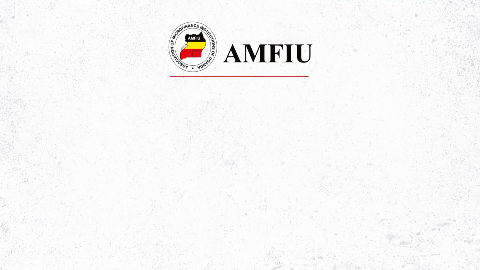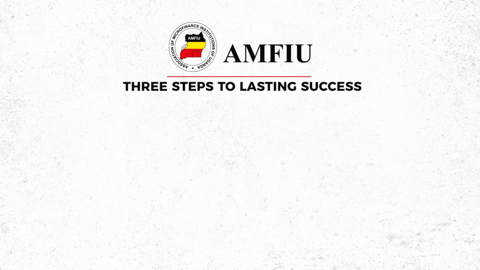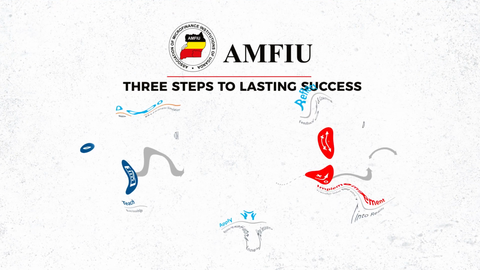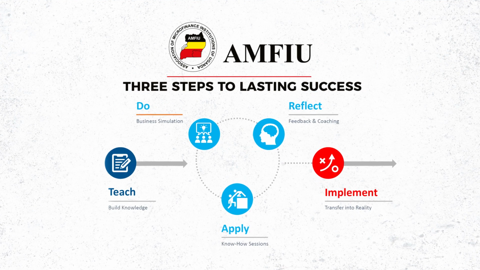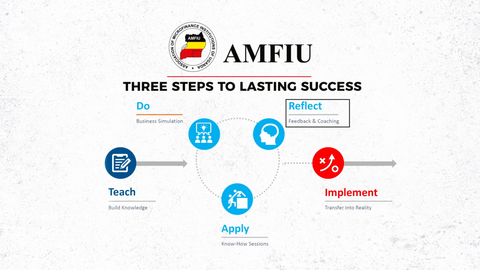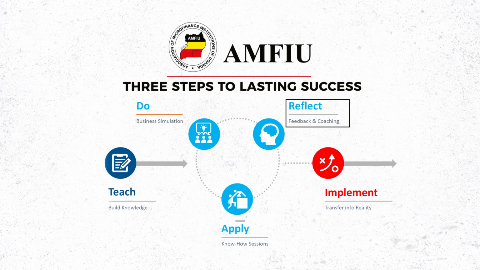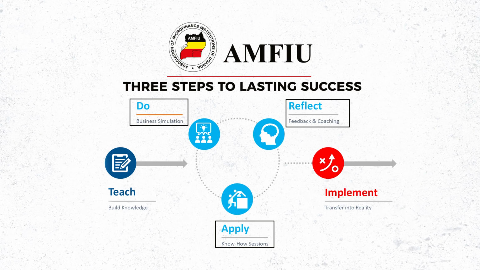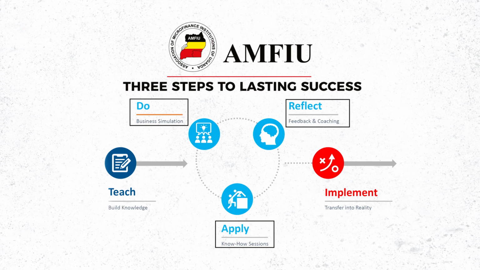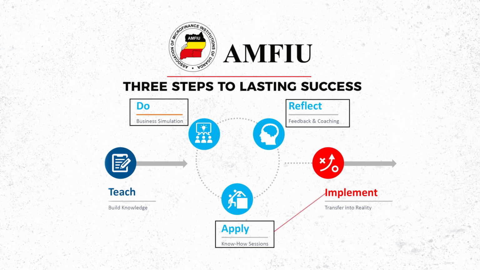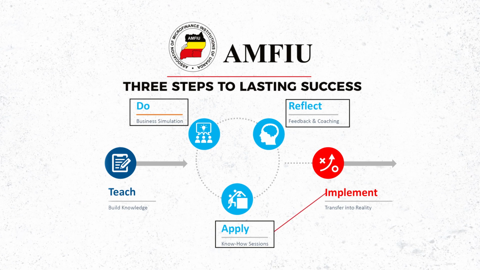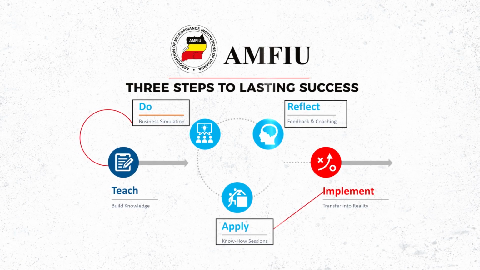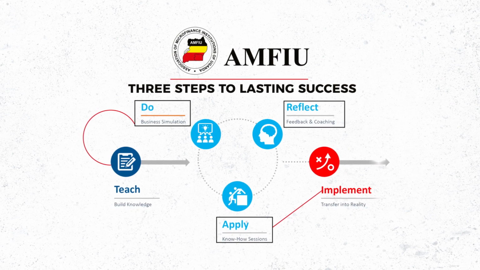In this training, the 3 steps that cause lasting success are taken into consideration. Reflection comes first. We make them think. They do apply and then do. Think, apply, and do. When we talk of applying, this is where they are implementing. When we talk of doing, this is when the teaching, the learning is actually taking place.